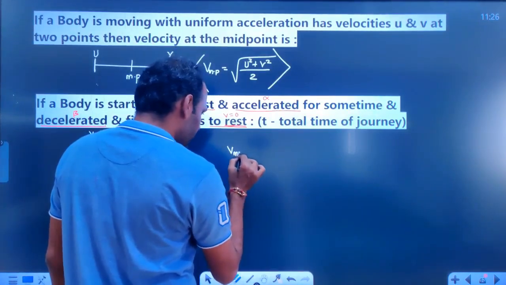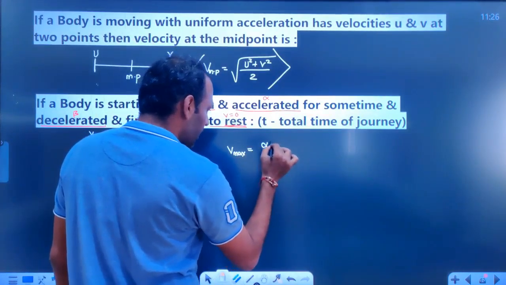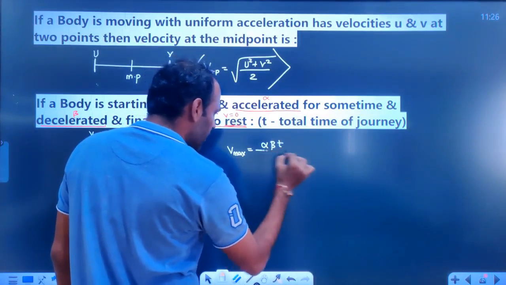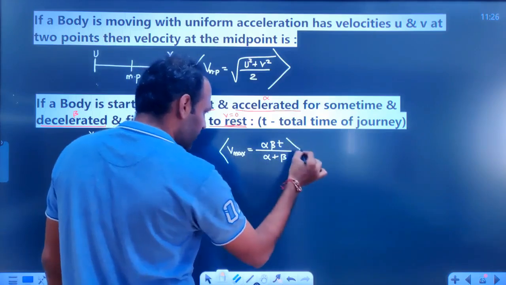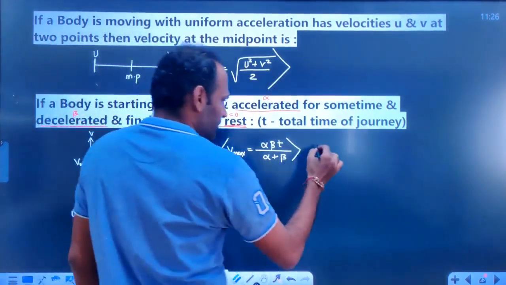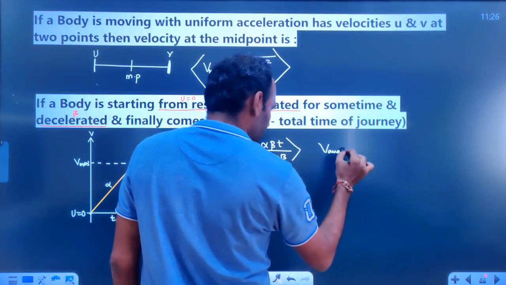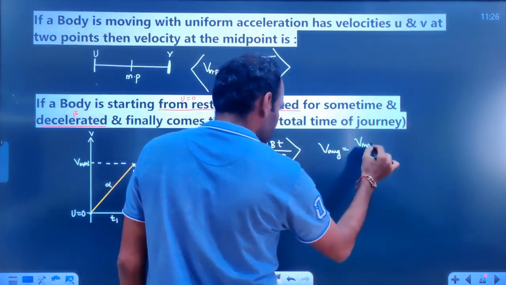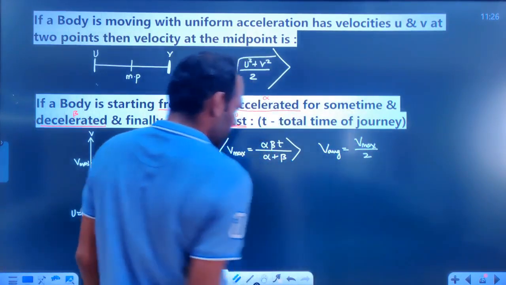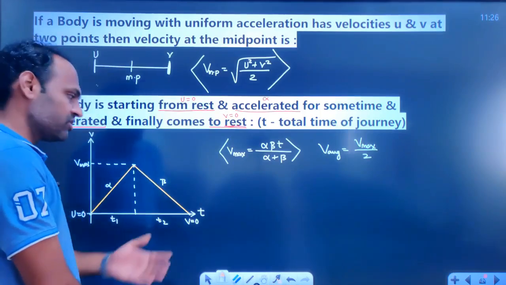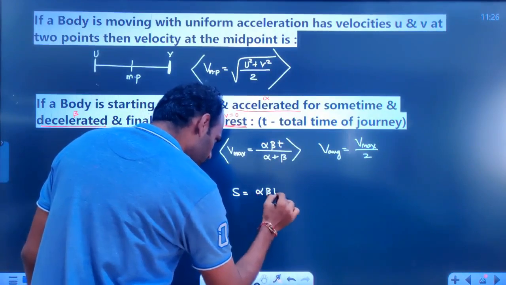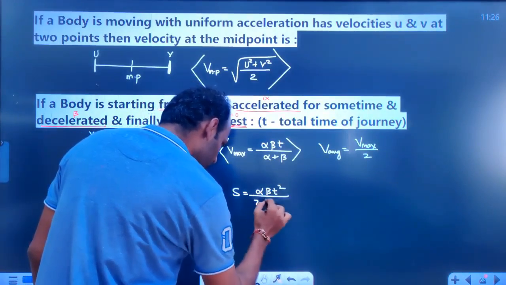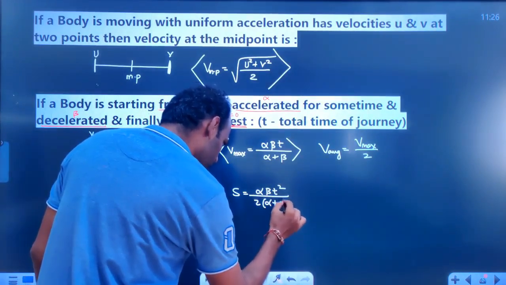These are the shortcuts. Maximum velocity is given by alpha into beta into t divided by alpha plus beta, where alpha is acceleration, beta is retardation. Right? And average velocity will be equal to maximum velocity divided by 2. Half of maximum velocity will be the average velocity. Distance traveled in this case will be alpha into beta into t square divided by 2 into (alpha plus beta). Formulas you have to remember.